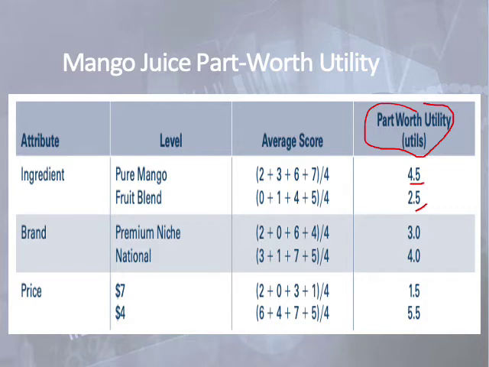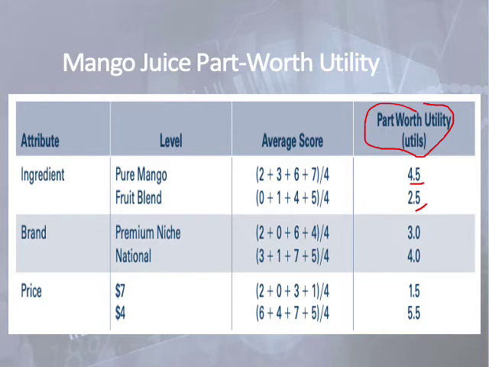This is what we call the part worth utility of that participant. Meaning to say, if I am the participant, this is how I am going to assign utils in each attribute. For the pure mango, 4.5. For the fruit blend, I only assign 2.5. For the premium niche, I assign 3 utils, and for the national, I assign 4. And for the price, for $7, I assign 1.5, and for the $4, I have 5.5 utils.